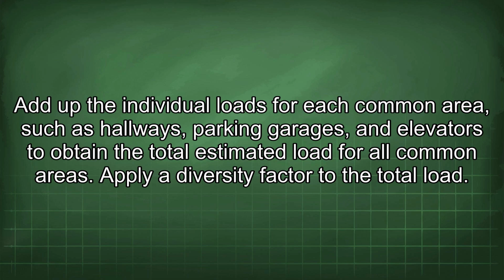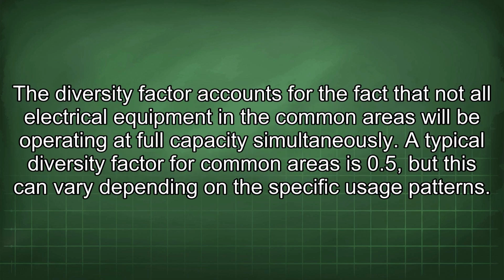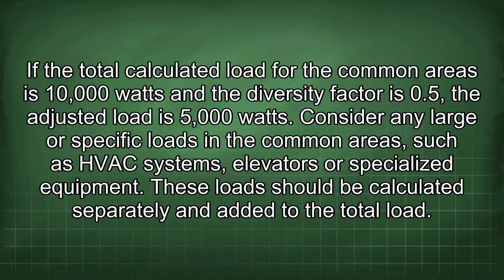Apply a diversity factor to the total load. The diversity factor accounts for the fact that not all electrical equipment in the common areas will be operating at full capacity simultaneously. A typical diversity factor for common areas is 0.5, but this can vary depending on the specific usage patterns. If the total calculated load for the common areas is 10,000 watts and the diversity factor is 0.5, the adjusted load is 5,000 watts.